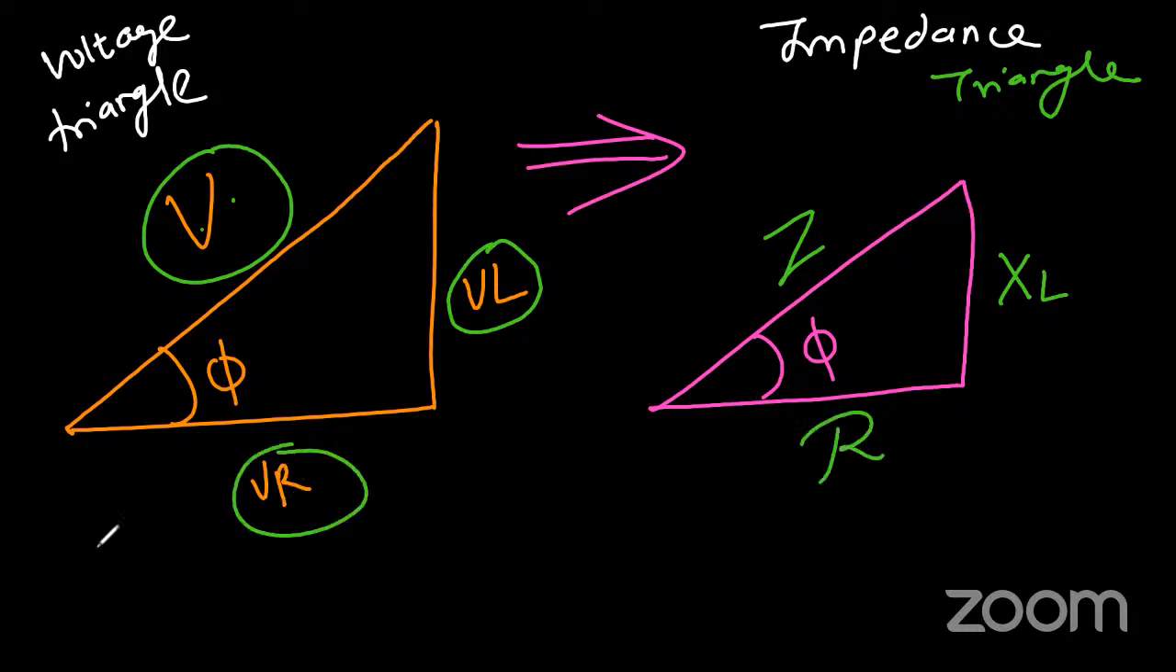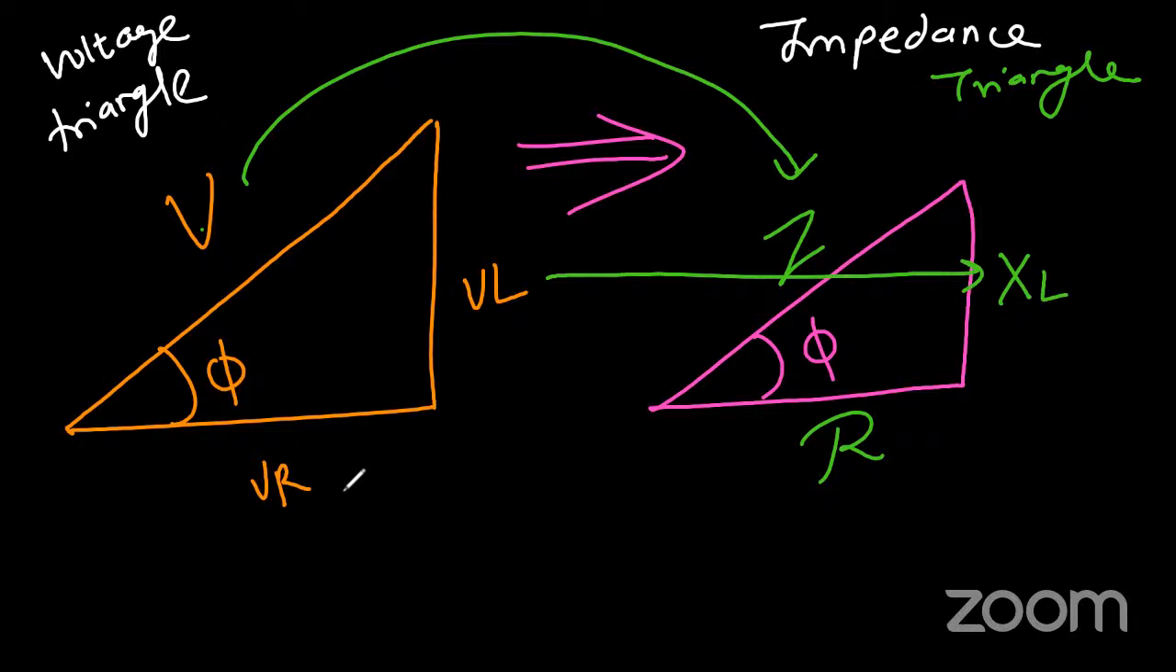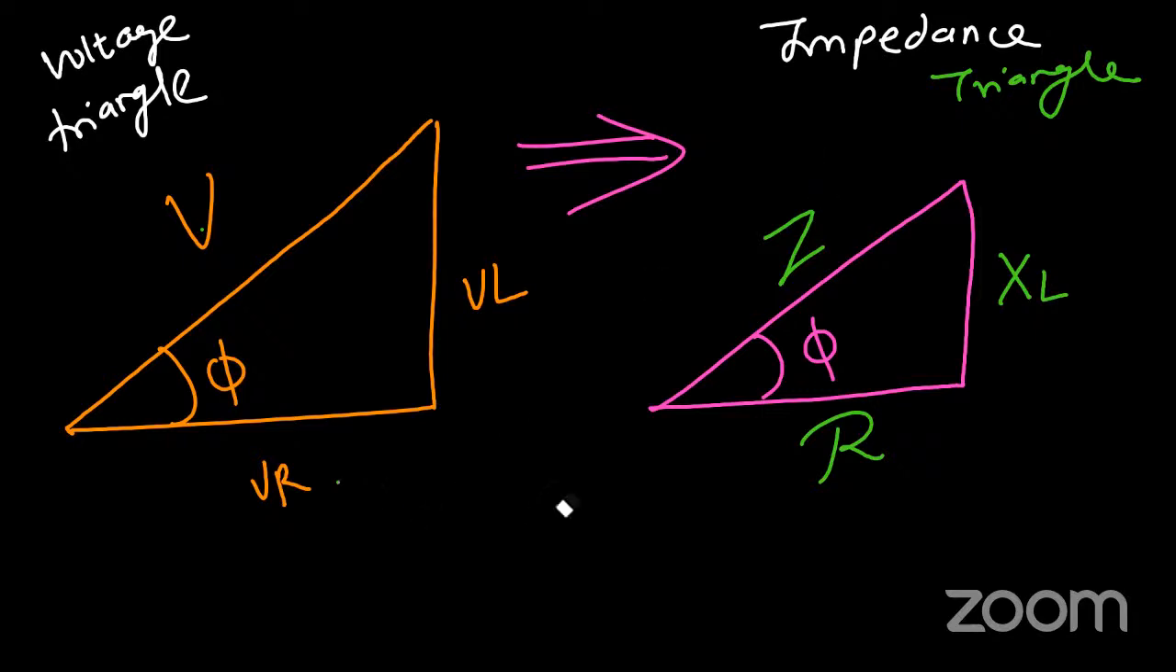That is R. क्या किया मैंने? कुछ नहीं किया. Same body, same format copy किया. V की जगह पे Z. VL की जगह पे XL. VR की जगह पे R. खत्म. So this is your impedance triangle. Any doubt in the impedance triangle? कैसे draw किया मैंने? Anyone?